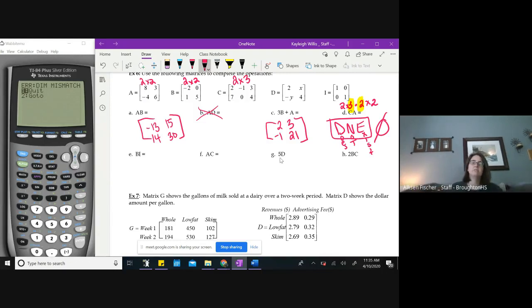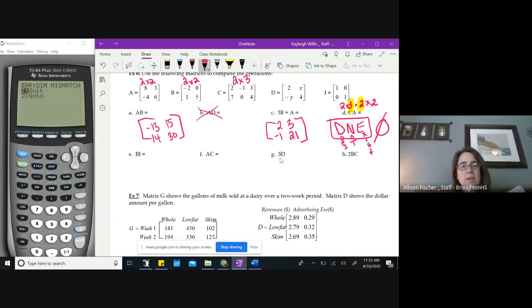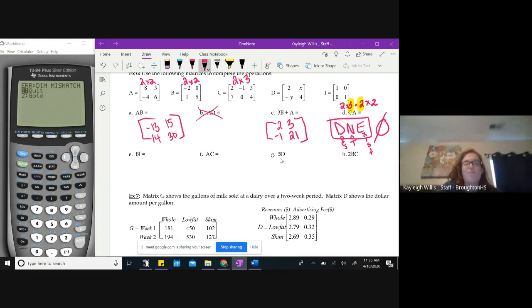Well, what does I mean? Why does it say I? How come it's not just an E? Oh, it says matrix A, B, C, D? How come that's I, not E? Because that's a special matrix. We only use I when it's an identity matrix.